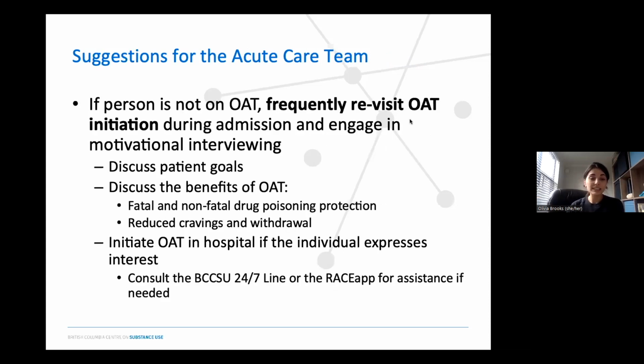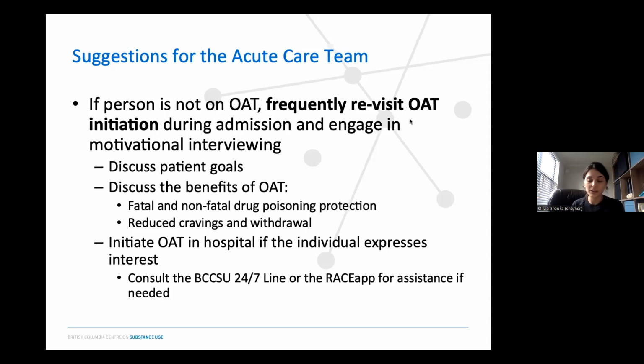If someone is not on OAT and not really interested in it during their admission, we want to frequently revisit offering OAT to them during the admission and engage them in motivational interviewing. So it's really important to discuss the patient's goals because OAT is compatible whatever your goal is for your substance use. If your goal is abstinence, if it's reduction in use, if it's ongoing use at the same levels, all the kinds of OAT are still relevant. And it might also help us tailor the best therapy for you.